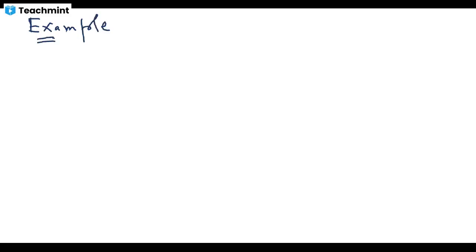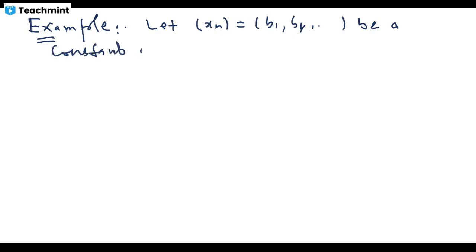The simplest example I will consider: let xn be a constant sequence, where every term is b. Then this constant sequence xn converges to the term which is constant throughout this sequence.